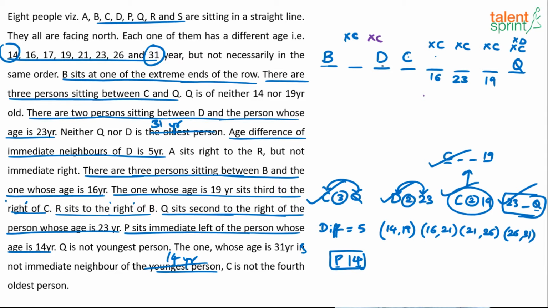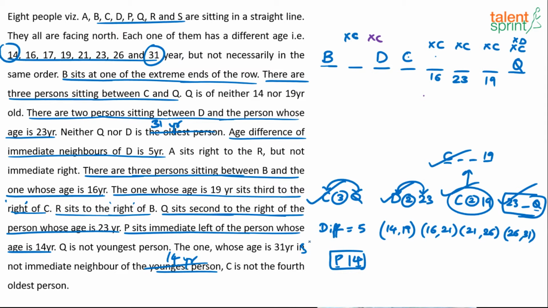Yes or no? D dash dash 23. 23 dash dash D, that side is not possible. So of course this is done. So you see 4 persons have been marked, B, D, C and Q, and I think 3 ages have been marked. What else do we have? We know that P and 14 are immediate neighbors. P is on the immediate left of 14. So try to fix this.